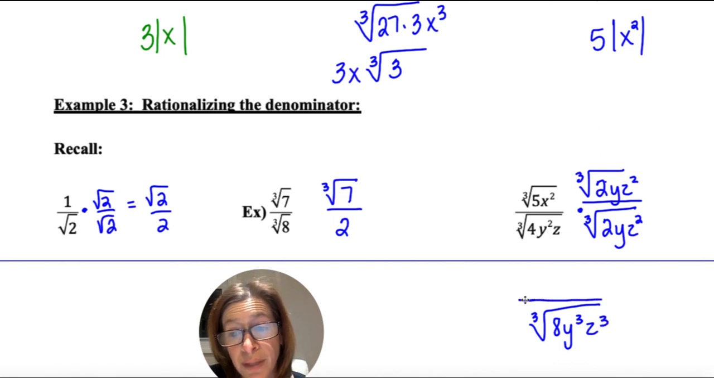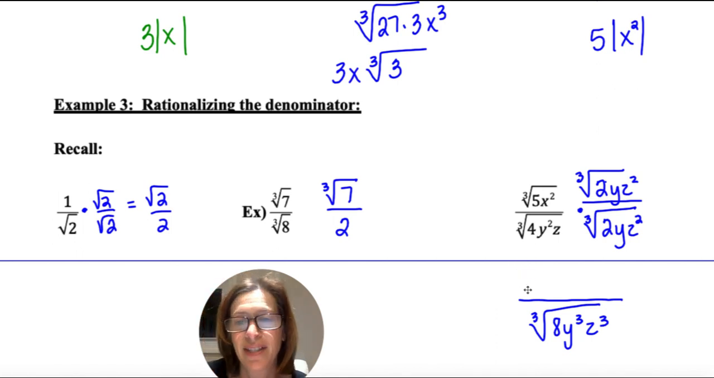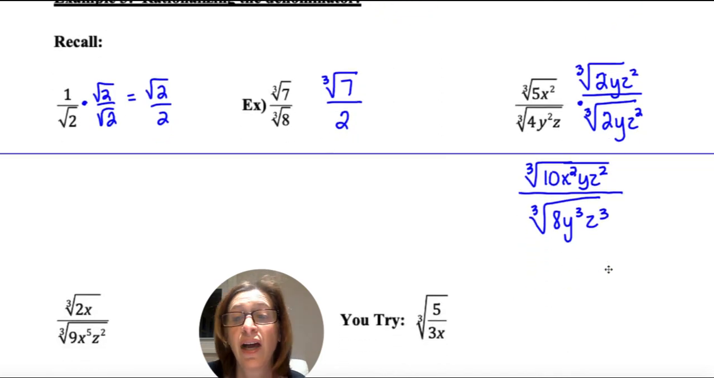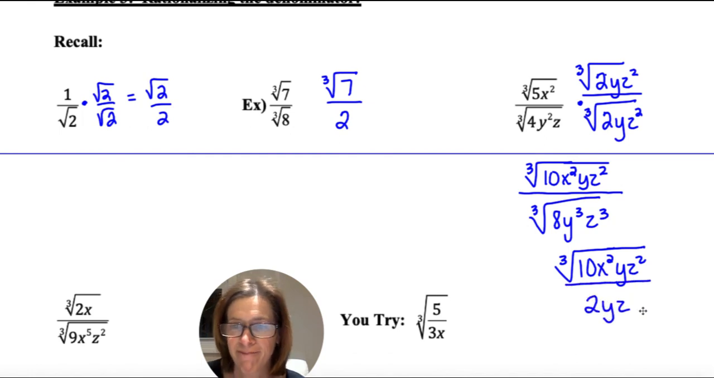I want this to evaluate to a real number in the bottom. And in the top, I would have then the cubed root of 10x squared y z squared. Let me get that radical all the way over. Okay, now I can go a little bit farther. So that's going to give me the cubed root of 10x squared y z squared all over 2yz. Okay, and there I have that real number in the bottom.